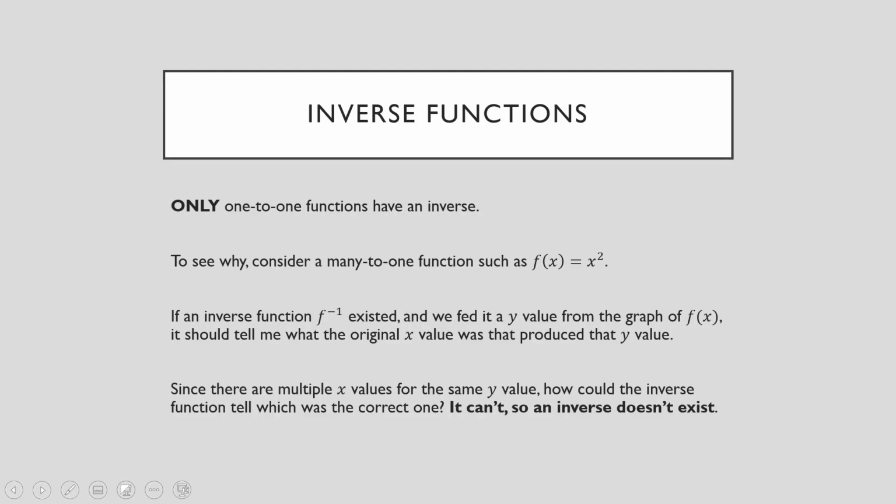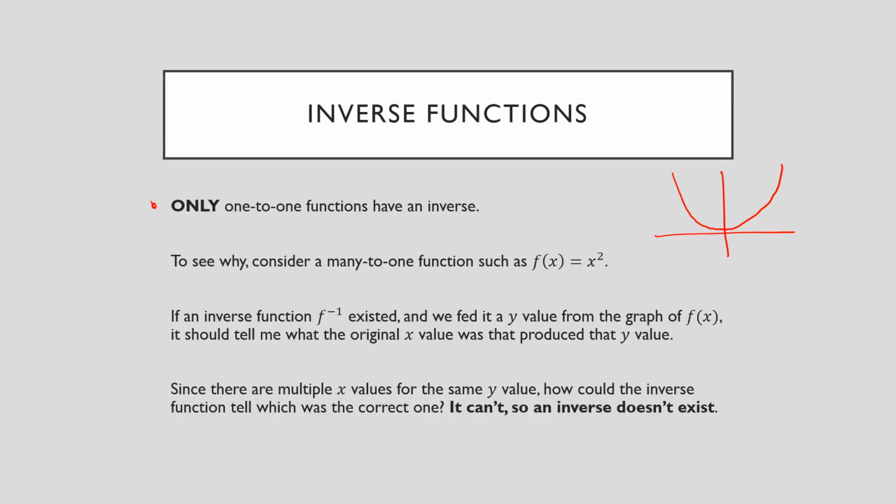Now, it's really important to understand this first dot point here. Only one-to-one functions have an inverse. So let me give you an example of a function that is not one-to-one, is many-to-one. This is f of x equals x squared. Now, let's assume that an inverse function does exist for this function f of x equals x squared.